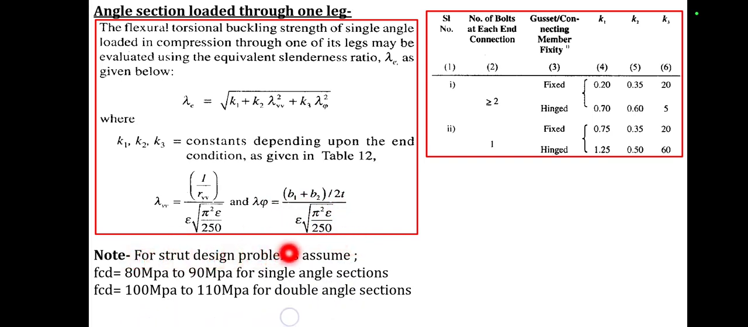Note, for a strut design member, assume FCD is equal to 80 to 90 MPa for a single angle and 100 to 110 MPa for a double angle. We will study here, dear students, how to calculate this K1, K2 and K3. Suppose I assume that my number of bolts for the connection is 1 and my gusset plate is fixed in position. That time the value of K1 is equal to 0.75, K2 is equal to 0.35 and K3 is 20. If I assume my number of bolts is 2 or greater than 2 and the member is hinged, that time K1 is equal to 0.7, K2 is equal to 0.6 and K3 is equal to 5.